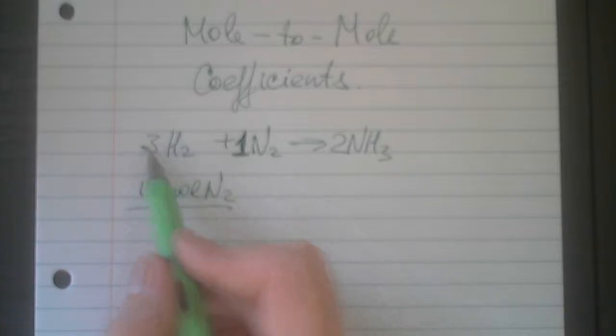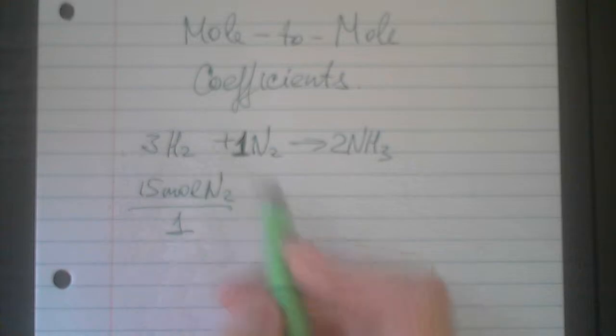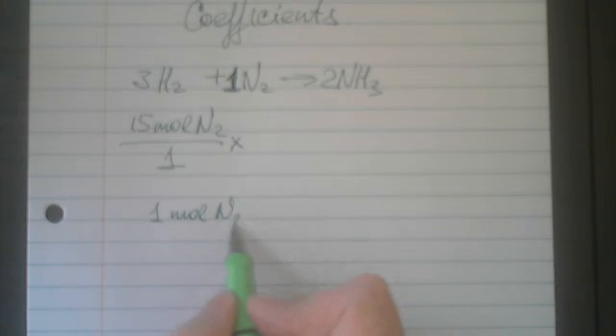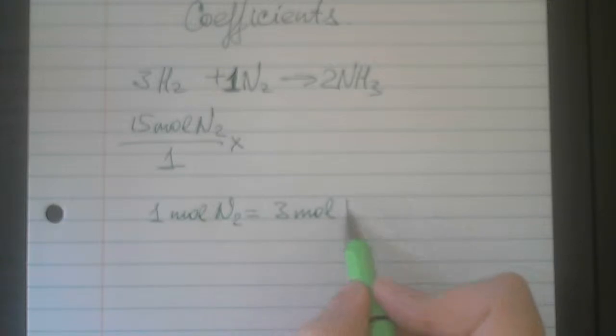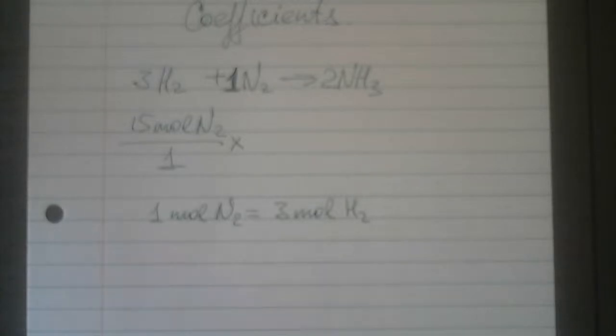1 reacts with 3, so 15 will react with how many moles? So once again, I'm looking at those coefficients. They give me the important information that 1 mole of nitrogen reacts with 3 moles of hydrogen. Just to make it more visible, let's use some color. This is where I got this information. This is where I got this story.